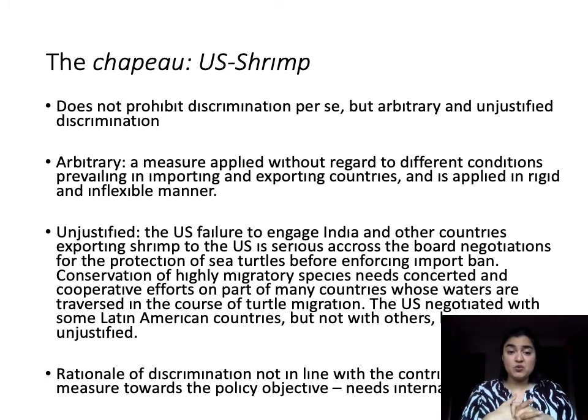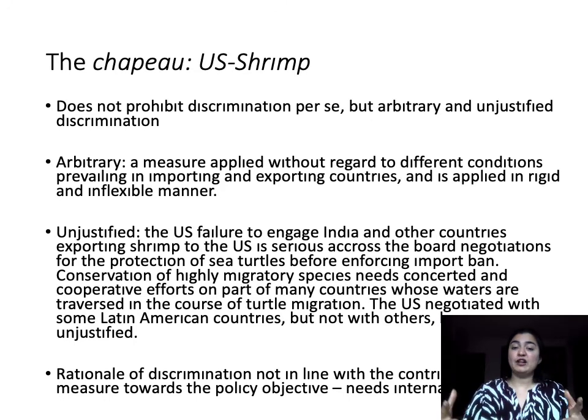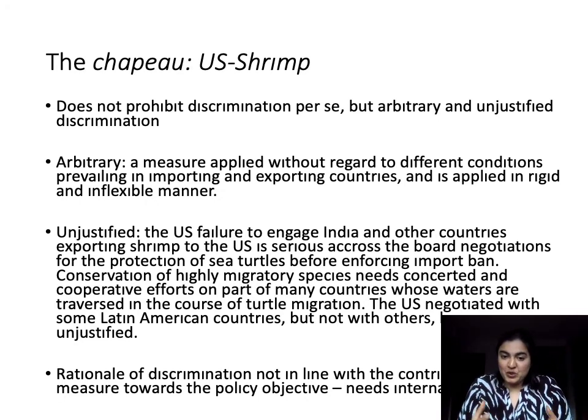They also said that the measure was unjustified because the US failed to engage other countries in across-the-board negotiations for the protection of sea turtles before imposing this blanket ban over the import of any kind of shrimp caught without using TEDs. And they also said that sea turtles are a highly migratory species. I mean, sea turtles don't remain in US waters for all their lives, right? They cross waters and go from one ocean to the other, and they migrate in different areas and different regions.